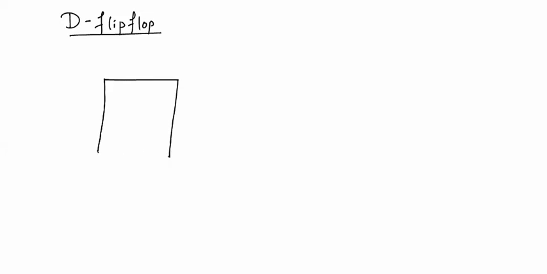Now we'll see D flip flop. It is also called as delay flip flop. A D flip flop can be obtained from SR flip-flop or JK flip-flop. Suppose this is a flip-flop which is either SR or JK flip-flop. This input is S or J, this input is R or K, and this will be its output Q and Q bar.